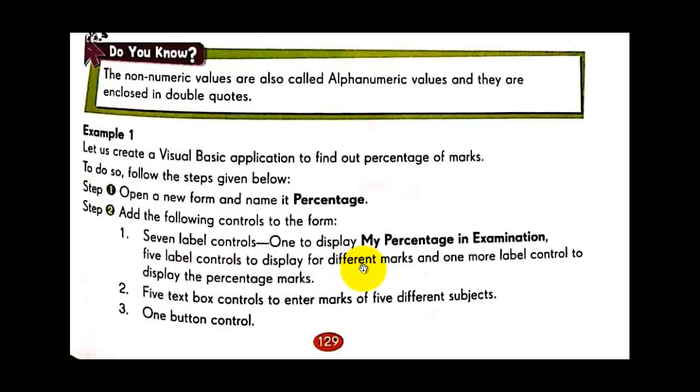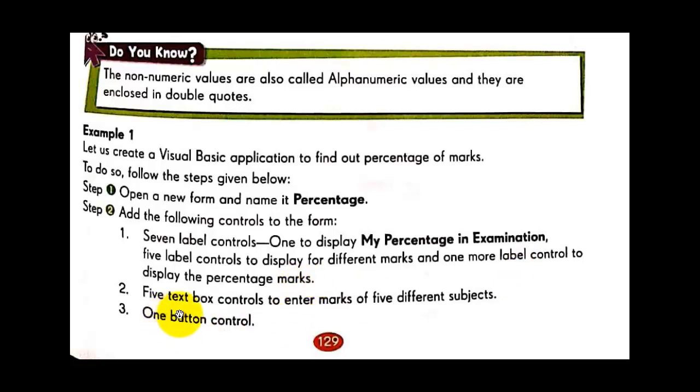For 5 different subjects, we have to display 5 different marks. For that we use 5 label controls and 1 more label control to display the percentage. After calculating the percentage, we have to use 1 more label to display the percentage marks after calculation.